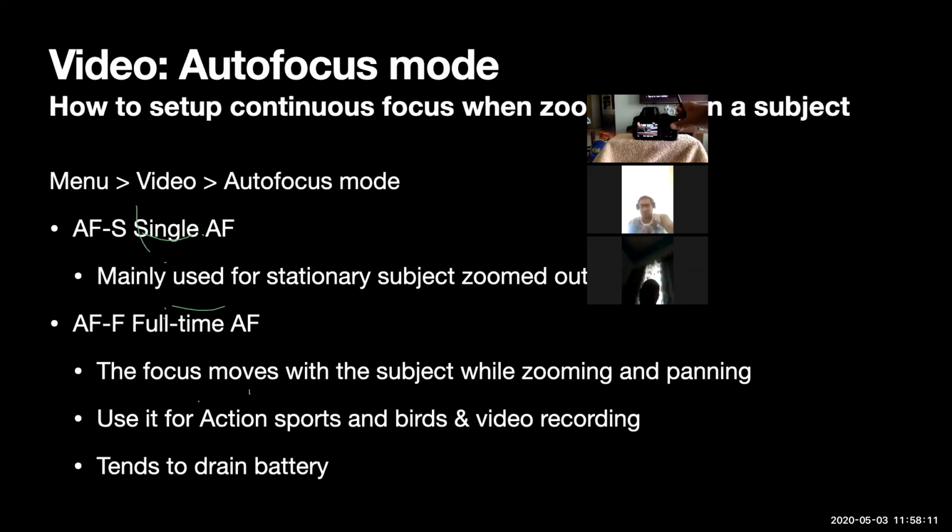Right. Okay, any other questions on the video? The option which I showed is very important when you are taking a subject which is continuously moving. You should use the AF full time mode. Only when the object is stationary, you should use the single AF.